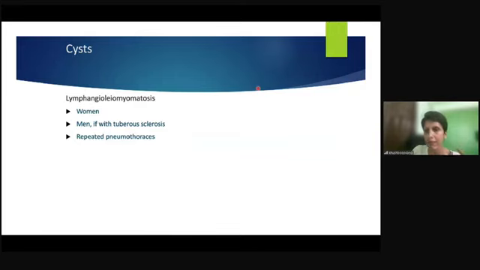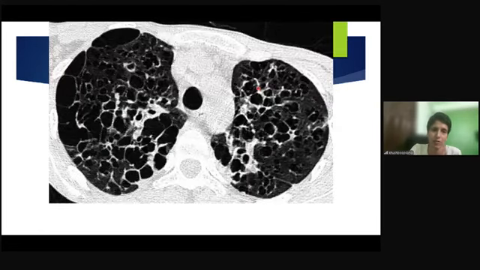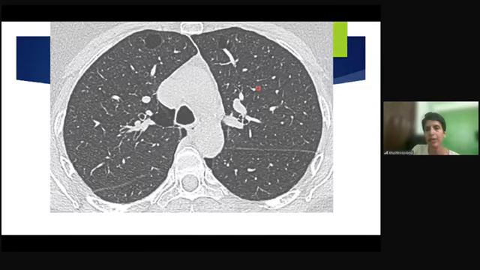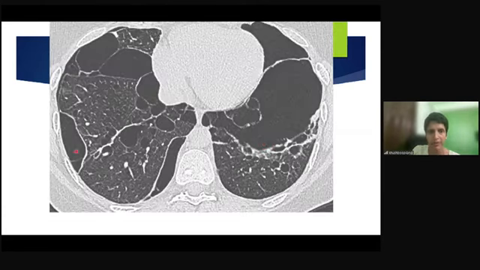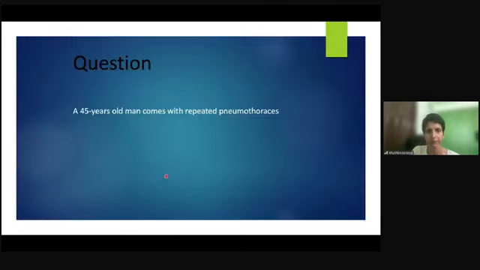When you see cysts in a woman, non-smoker, with a normal background lung parenchyma, someone who's presented with repeated pneumothoraces, then the topmost diagnosis is lymphangioleiomyomatosis. So when you see such cysts with a rather normal background lung parenchyma, you know you are dealing with lymphangioleiomyomatosis. Another example where you see these scattered cysts, you see this thin pneumothorax around here, and the background lung parenchyma is pretty much normal. The bases were more severely involved with these larger cysts and the pneumothorax. So this is lymphangioleiomyomatosis.